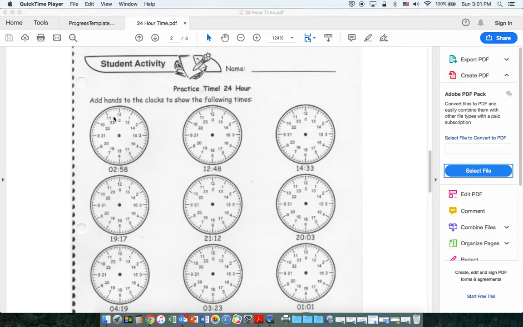Okay? However, with 24-hour time, it's a little bit different. First of all, for 24-hour time, you need to disregard AM and PM. They are not relevant at this point. Because instead of having only 12 numbers on the clock, you actually have 24. And what I mean by that is this.